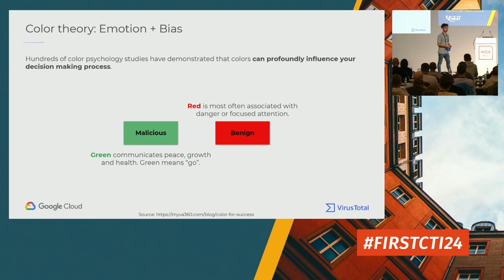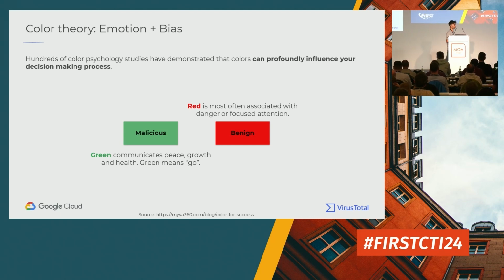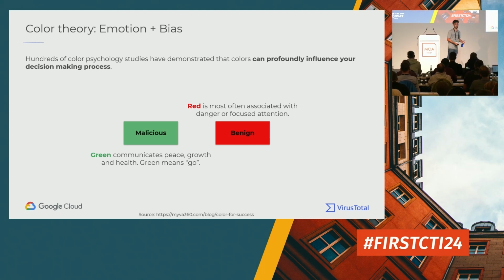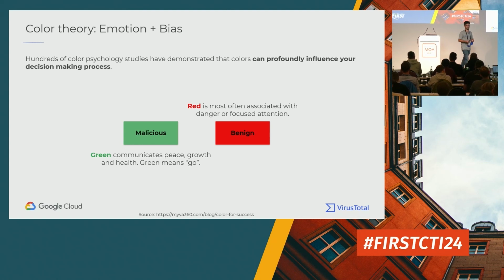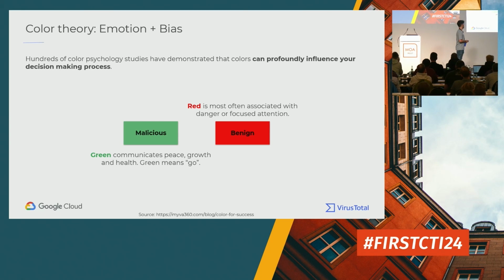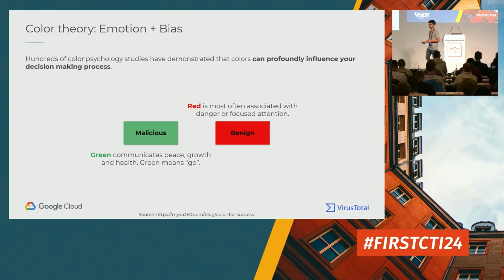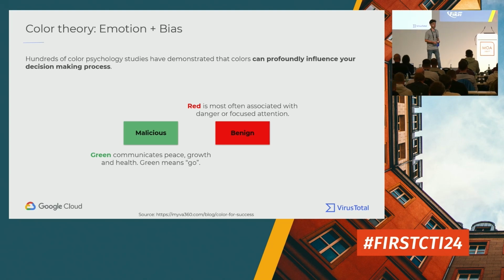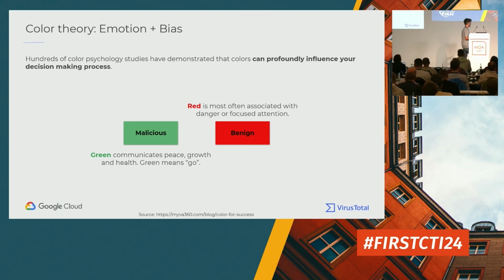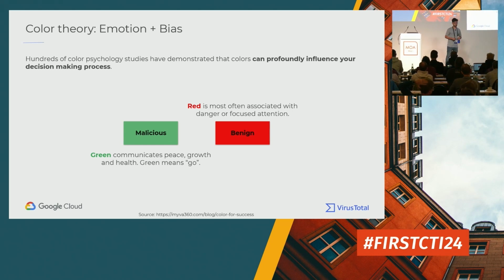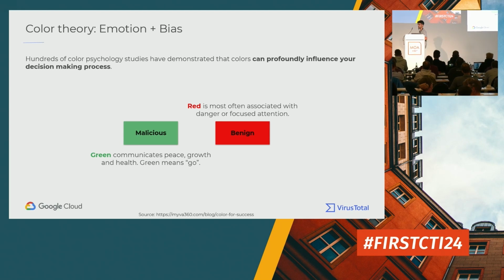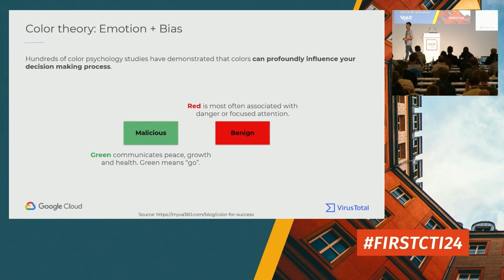Usually we see colors like the green color and the red color, representing if something is malicious or not. So for example, in this case, the green communicates peace, growth, and health, and means go. In the opposite, we have the red color, which is most often associated with danger or focused attention. And in this slide, I tried to deceive you, putting the wrong word in the wrong color. So if you didn't realize, the malicious word is inside the green color, and the benign word is inside the red color. If you didn't realize, it's because of that. It's because of the color bias.